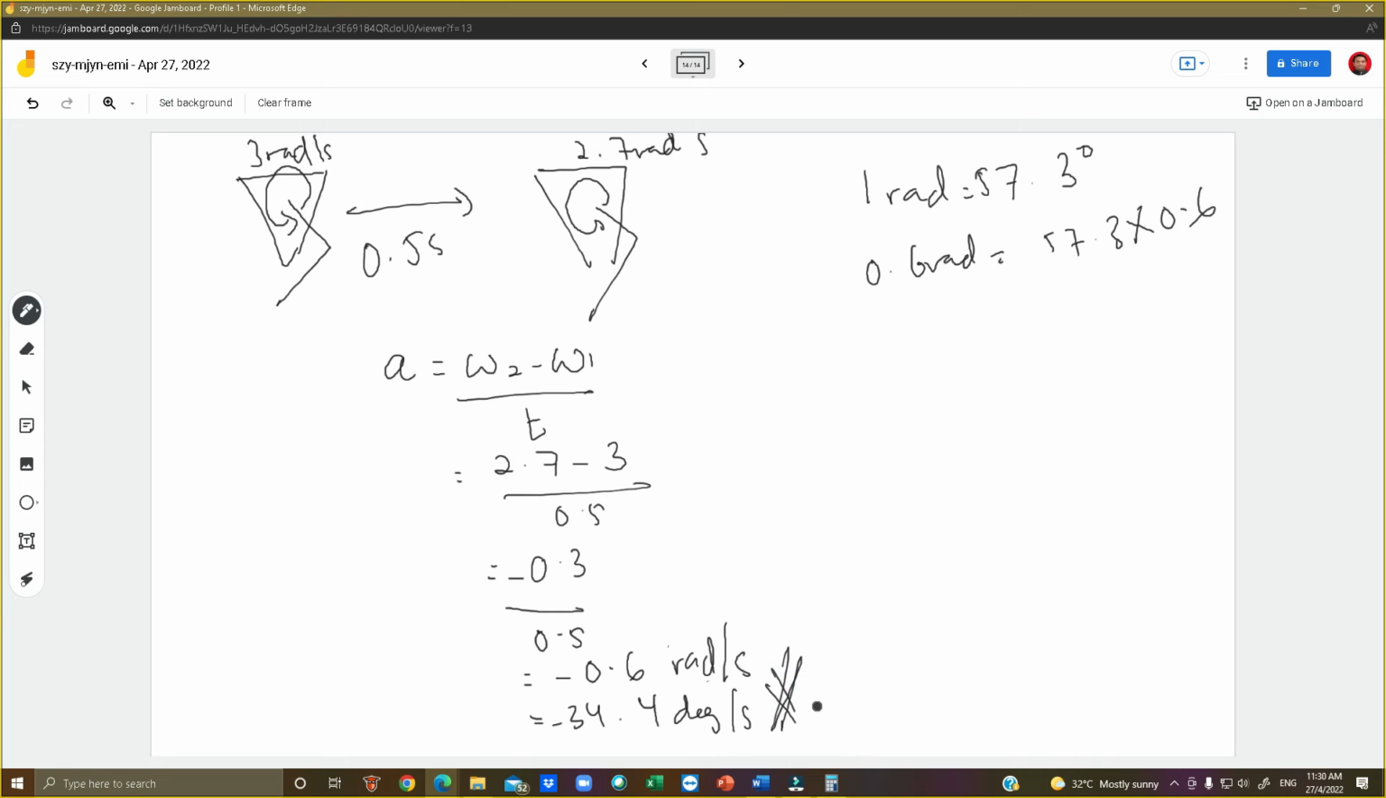Kalau kamu dapat jawapan, katalah kamu dapat jawapan 3 rad, kita nak tahu 3 rad ni berapa degree. Darab je lah 3 kali dengan 57.3. Because 1 rad is 57.3. Okay, faham.